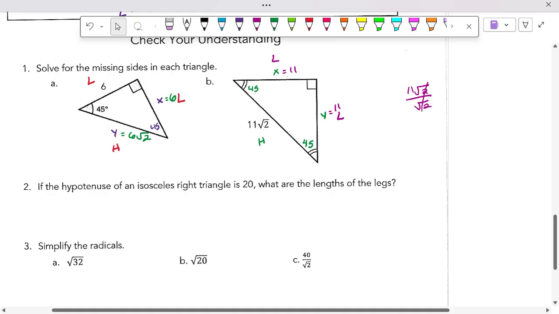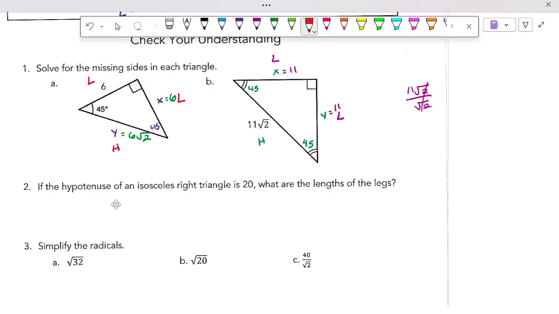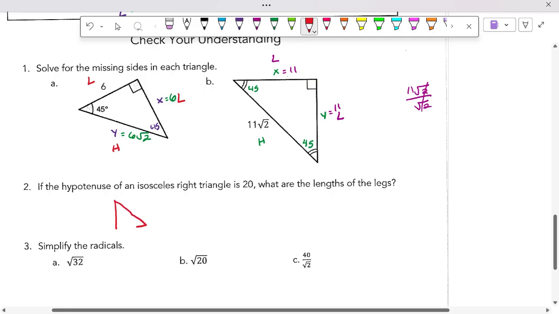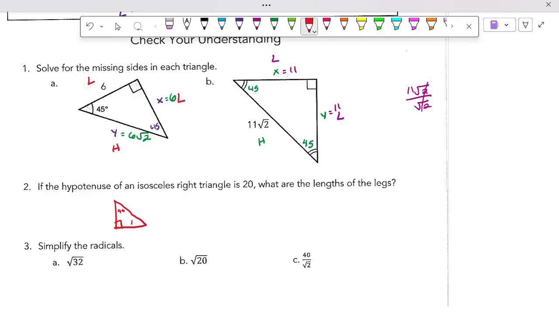Now, number 2 states, if the hypotenuse of an isosceles right triangle is 20, what are the lengths of the legs? So remember, an isosceles right triangle, automatically it's a 45, 45, 90. It's the only way a right triangle can also be isosceles. And it says the hypotenuse is 20. And they want us to find the 2 legs. How would I get it? Divide 20 by the square root of 2.